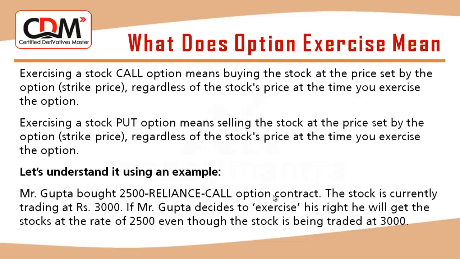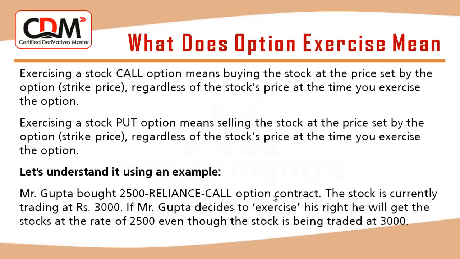Now, in a simple way, let's understand it by using an example. Mr. Gupta or Mr. X bought a 2500 Reliance call option contract. The stock is currently trading at the 3000 level. If Mr. Gupta decides to exercise his right, he will get the stock at the rate of 2500 even though the stock is being traded at the 3000 level, because he made a contract with the seller at the level of 2500. So even if the price goes to 3000 or 4000, 10,000 or any hypothetical number, Mr. Gupta will have the right to exercise.